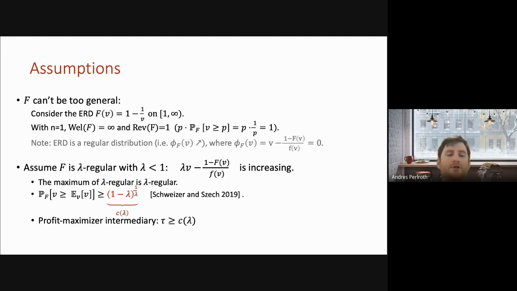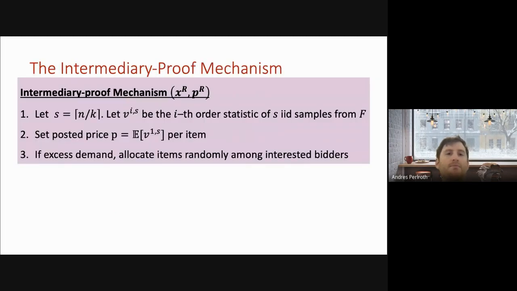So with this assumption on the distribution, let me present you our main mechanism, which is the intermediate proof mechanism. And the idea is the following. Let's divide the buyers into K groups, so there are going to be S buyers in each of the groups. And we're going to pick the highest of those buyers, compute the expected value, and charge that as the price. And we're going to sell each item at that price. And the mechanism is such that if there is excess demand, meaning more intermediaries want to buy the goods than the amount of goods, we're going to randomly allocate among the interested bidders.